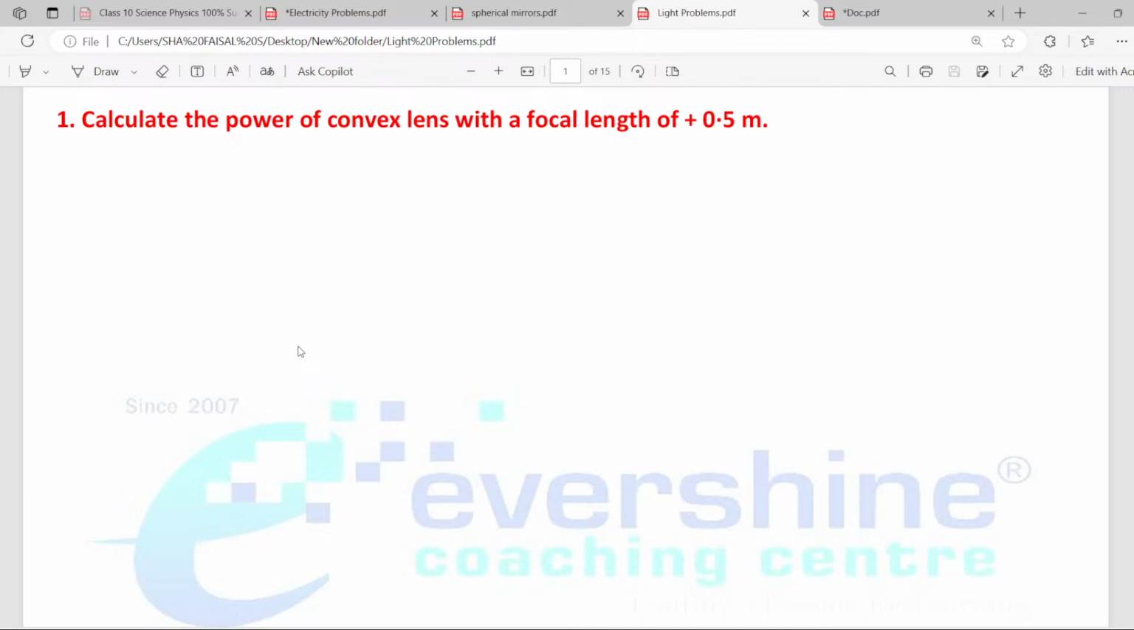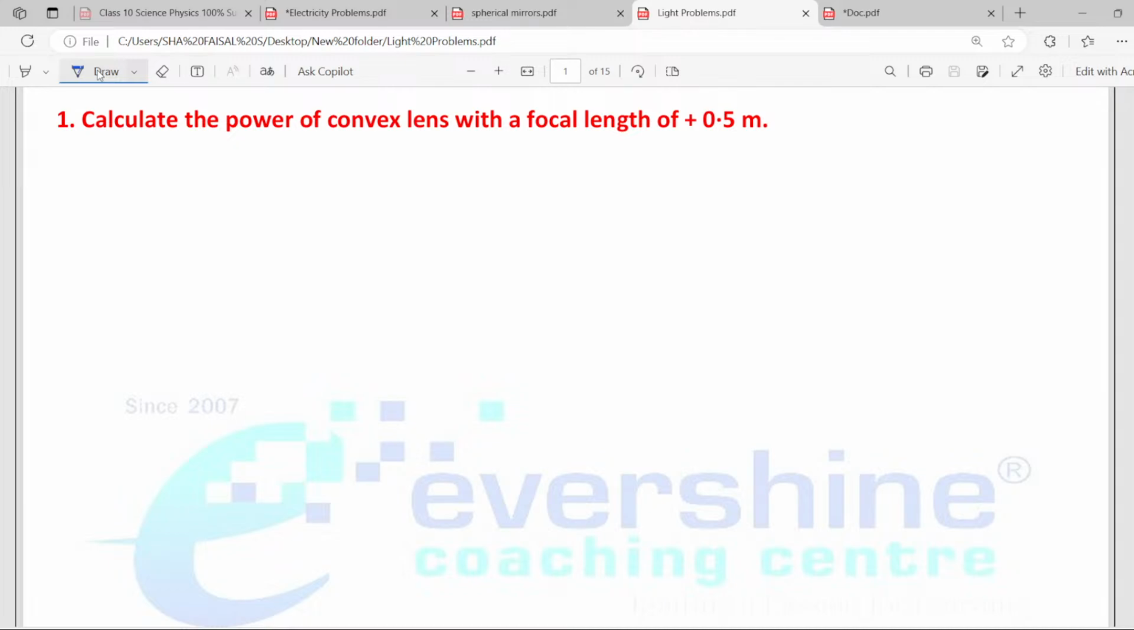Okay. Now let me start solving the problems related to this chapter, the light, reflection and refraction. Shall we proceed? First question is on the screen. Calculate the power of a convex lens with a focal length of plus 0.5 meter.